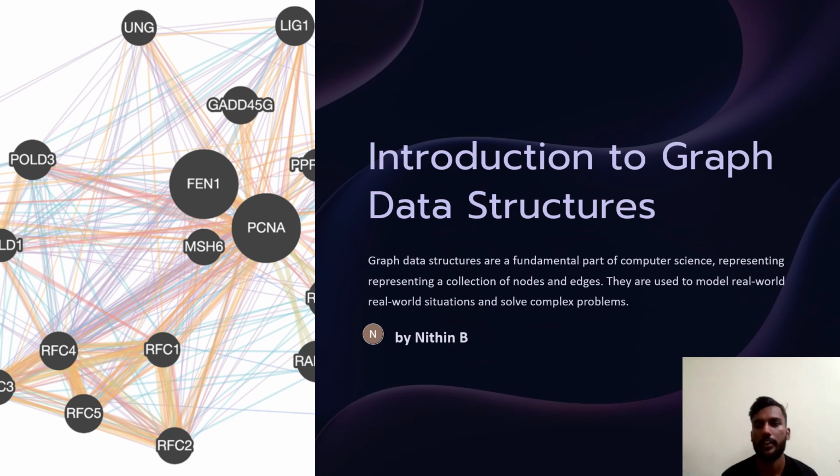Hello everyone. Now I want to explain the introduction to graph data structure. Graph data structures are a fundamental part of computer science, representing a collection of nodes and edges. They are used to model real world situations and solve complex problems.